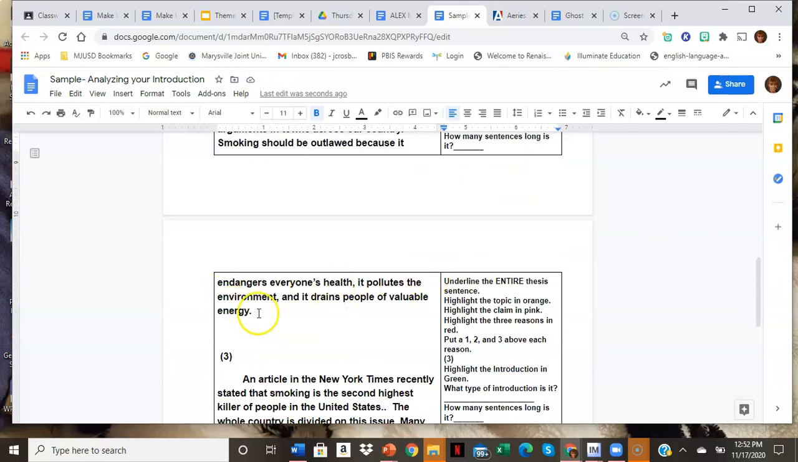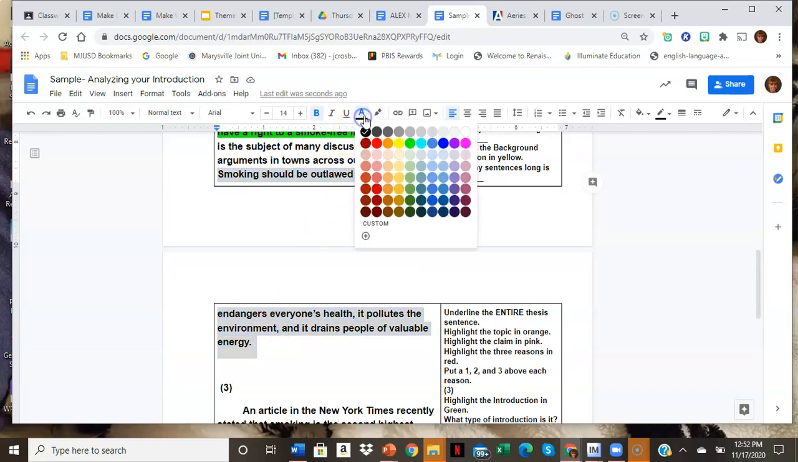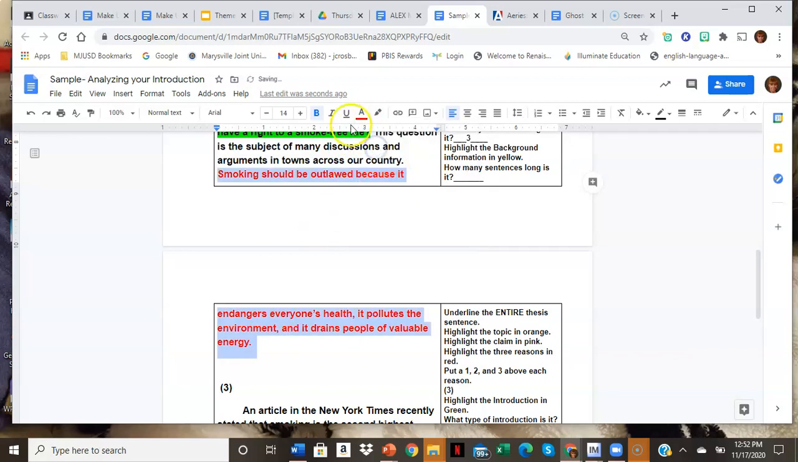And in this case, I used exactly the same thesis. That is not true on your worksheet. Your worksheet's a little bit different, so be sure you're doing yours correctly. I'm going to make it red, and I'm going to underline it. Smoking should be outlawed because it endangers everyone's health, it pollutes the environment, and it drains people of valuable energy.